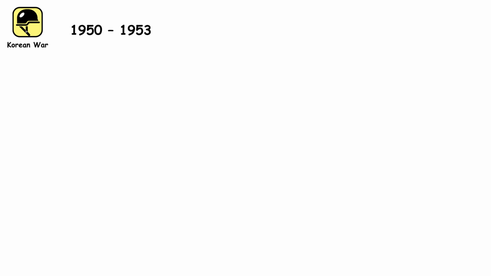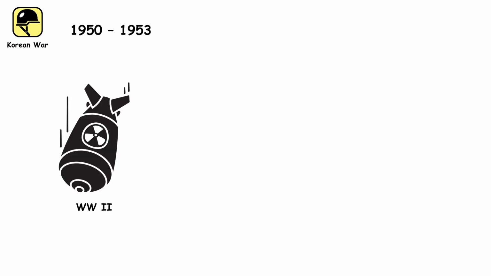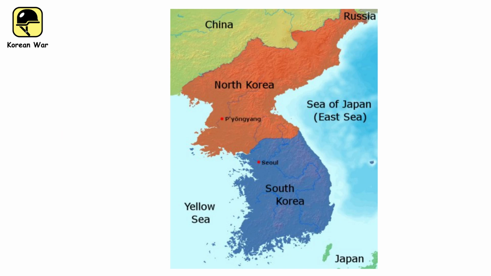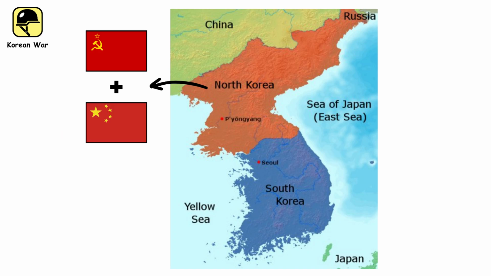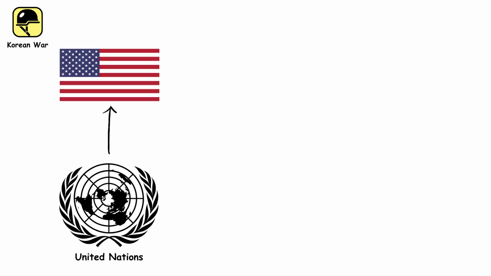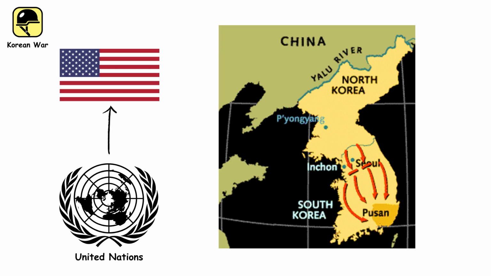Korean War, 1950–1953. After World War II, Korea was divided along the 38th parallel, with the Soviet Union occupying the north and the United States occupying the south. The war began when North Korea, with the support of the Soviet Union and China, attacked South Korea and quickly advanced and seized Seoul. The United Nations, led by the United States, intervened to support the South, halting the North Korean advance at the Pusan perimeter.